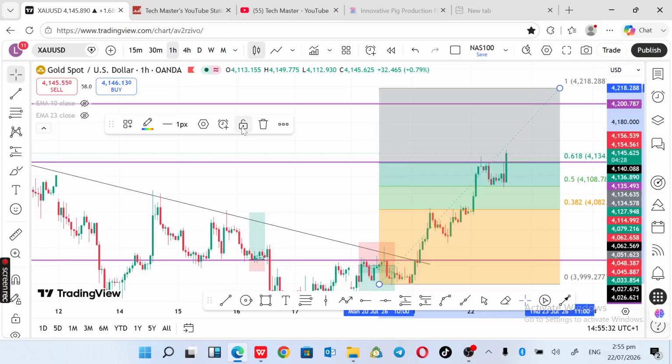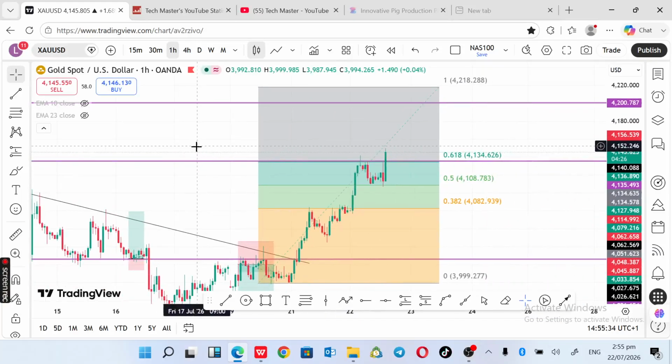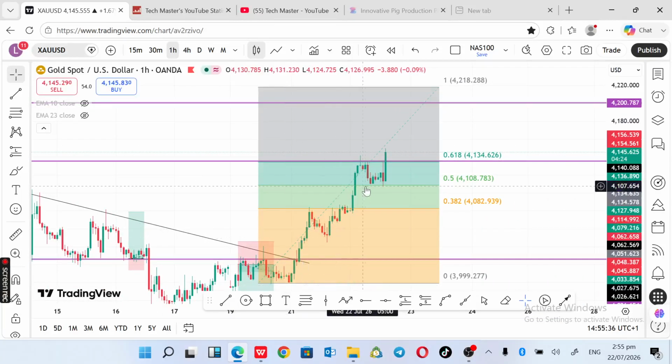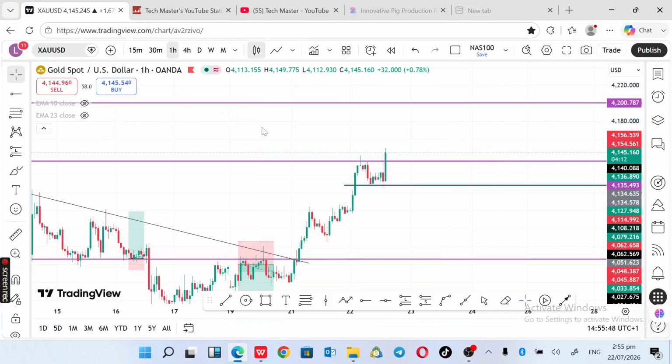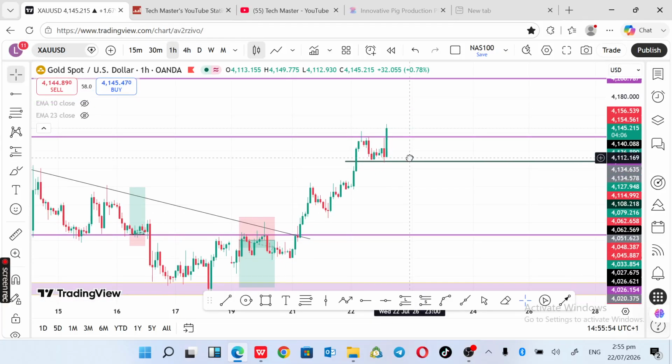So this is what the Fibonacci showed, from this zone down to this. So we check the retracement. The market actually respected the Fibonacci level and retraced back upward again. So I just look at this, and this is a breakout of this trend.